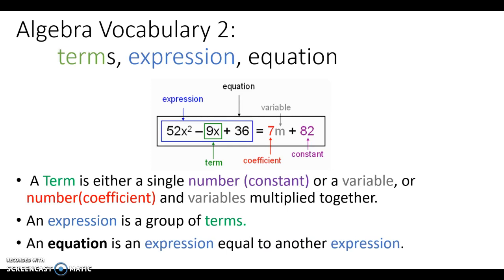An equation is an expression equal to another expression. In other words, there's an equal sign in an equation. So this whole thing makes up an equation. So if you have an expression and you let it equal to something else, that makes an expression into an equation.